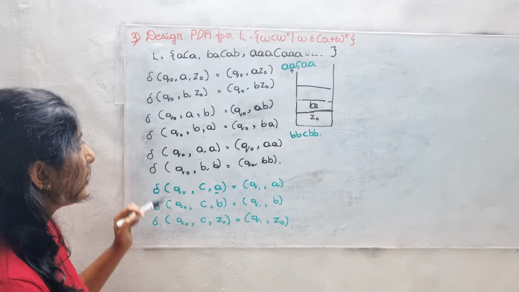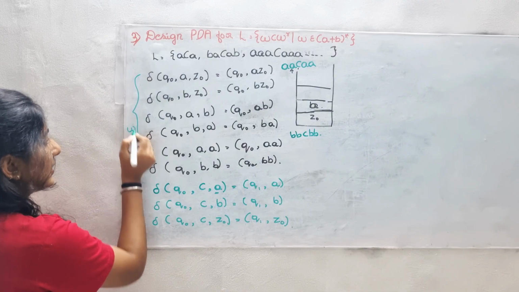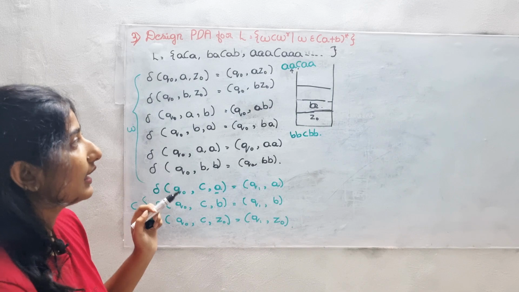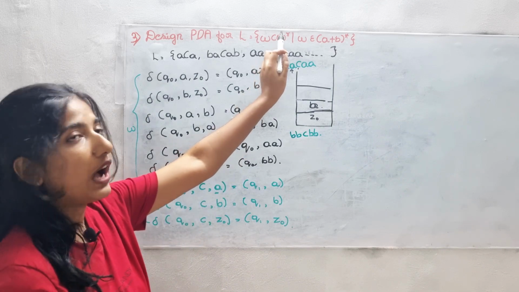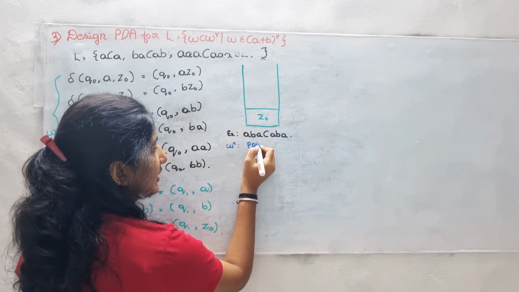Okay, now I got w. So this is w, and then this is C. Now we are left with the part that is wᴿ. When we get this wᴿ, we have to pop the elements from the stack.